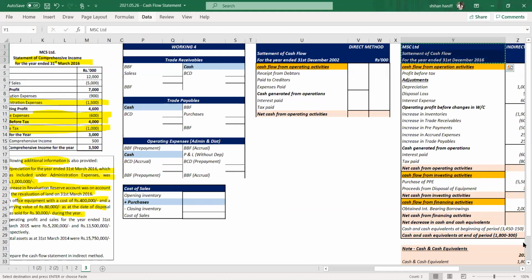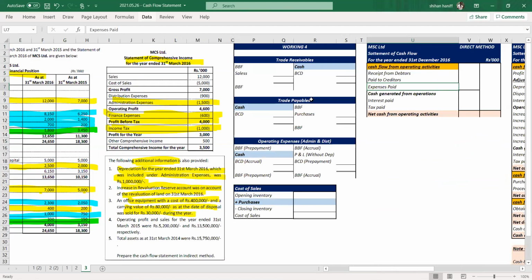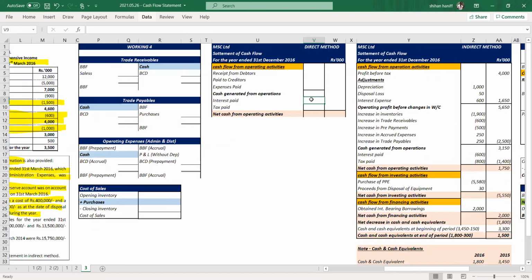So direct, indirect method we did. In the direct method, what you need is how much is received from debtors, how much is paid to creditors, how much expenses is paid. Interest paid and tax paid we have already calculated. And take the same balance, 600 and 800. So we need to find out the cash generated from operations.